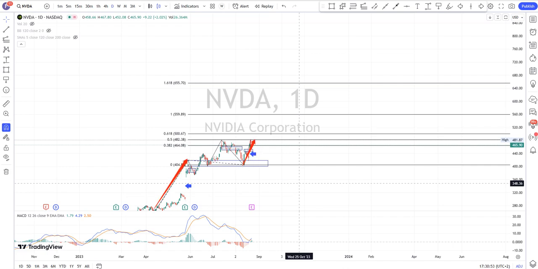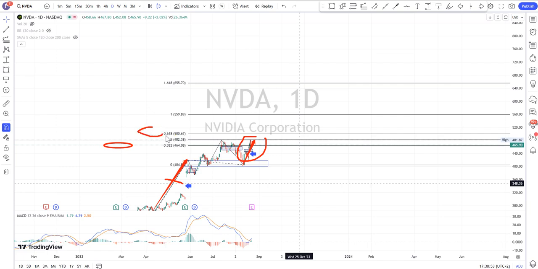As you can see, the Fibonacci number 482 is the number for 0.5. What does that mean? That means the length of this outflow is the same as half of this inflow. So the next level is 500.